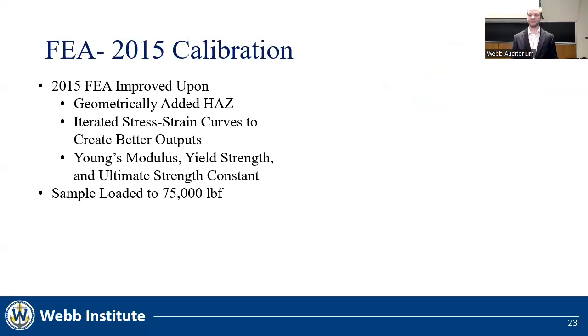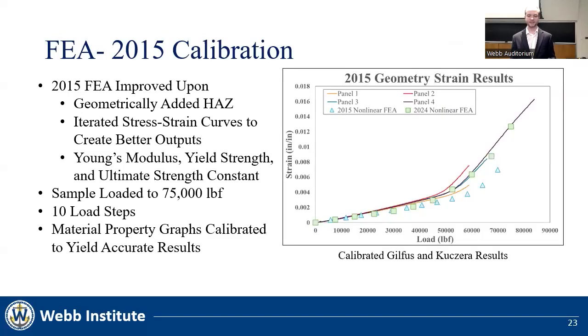For this nonlinear analysis, the sample was loaded to 75,000 pounds, as higher loadings would result in the sample failing, and 10 load steps were present. As can be seen, the FEA was successfully calibrated to their results. Their results are shown by the triangles, and our results are the squares. The model underpredicts strain slightly at lower loadings, but is much more accurate at higher loadings.